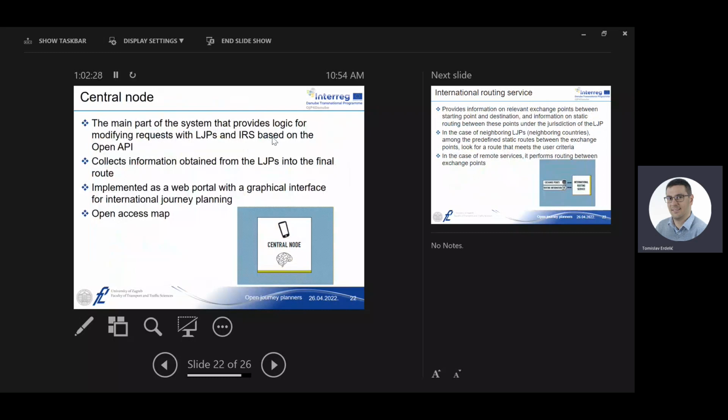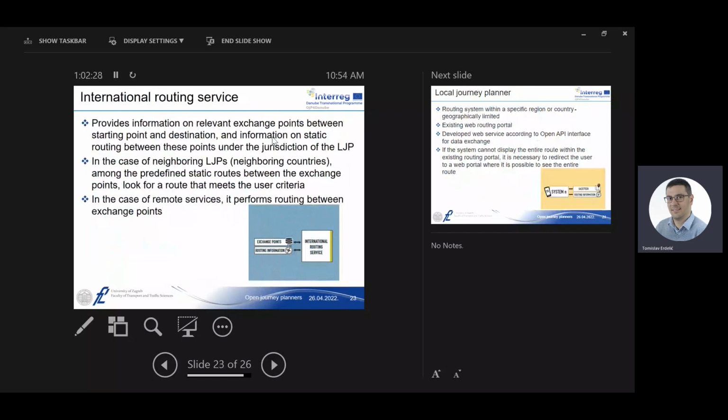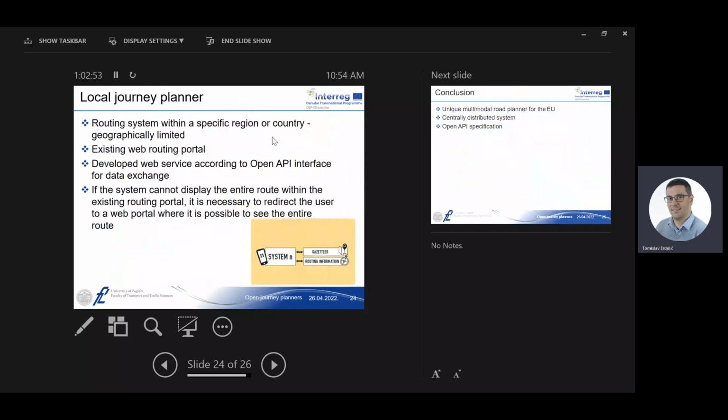The international routing service provides information on relevant exchange points between the starting point and destination, and information on static routing between these points under the jurisdiction of a local journey planner. This service is used to determine which local journey planner to call when there is a route between different countries, and to determine which exchange points to use. And the last one is the local journey planner, which is defined for each country itself, and it uses a unique web portal for that country.